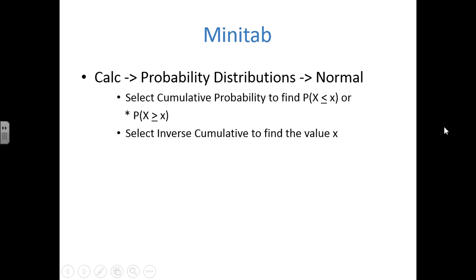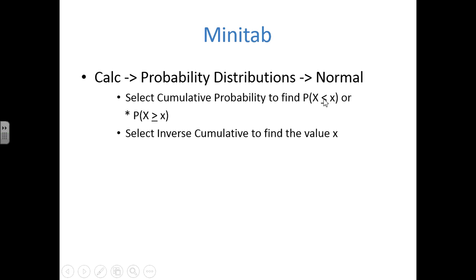With Minitab, one of the buttons at the top says Calc. When you click Calc, a menu drops down. Choose probability distributions, and then another menu drops down, and you're going to see the word normal. I believe it's second from the top. Click normal.